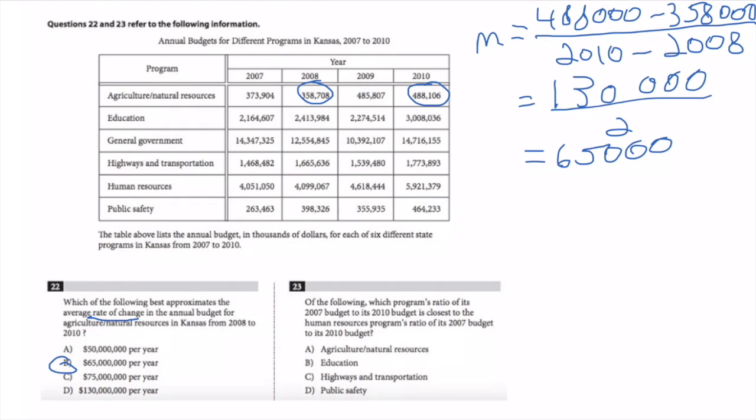Whenever I see the word rate or rate of change, I'm always going to look at slope. Okay, so I just wanted to know the slope of these two ordered pairs. Okay, so for 23, of the following, which program's ratio of its 07 budget to its 2010 budget is closest to HR's ratio between 07 and 2010?